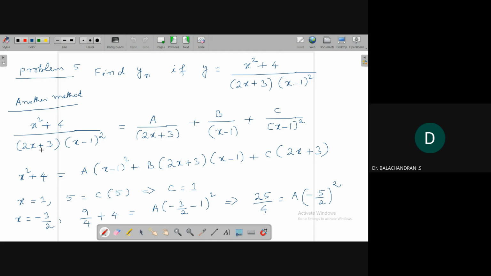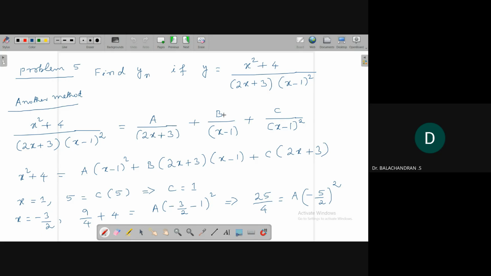So throughout multiply by 2x plus 3 into x minus 1 whole square. Then we will get x square plus 4 equal to a into x minus 1 whole square, because you are multiplying throughout by these two terms, plus b into 2x plus 3 into x minus 1, plus c into, if you multiply by these two terms, x minus 1 whole square gets cancelled. Remaining we get 2x plus 3.